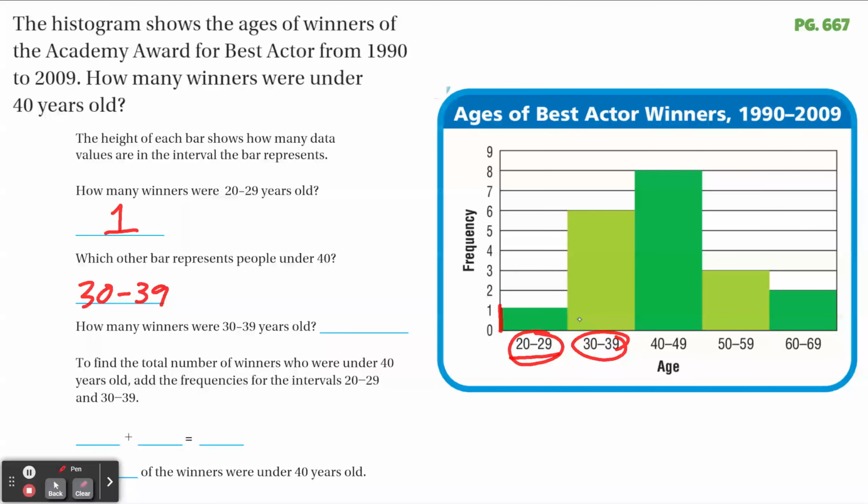So if I look at the bar that's in the 30 to 39, I'm going to see it goes all the way up to the frequency of 6. So there were 6 winners who were between 30 and 39. Now, finally, I wanted to find the total number of winners. So I need to combine the winners that were between 20 and 29 and the winners that were between 30 and 39. So there was one winner who was 20 to 29 and 6 who were 30 to 39. So we are going to have a total of 7. 7 winners were under 40 years old.